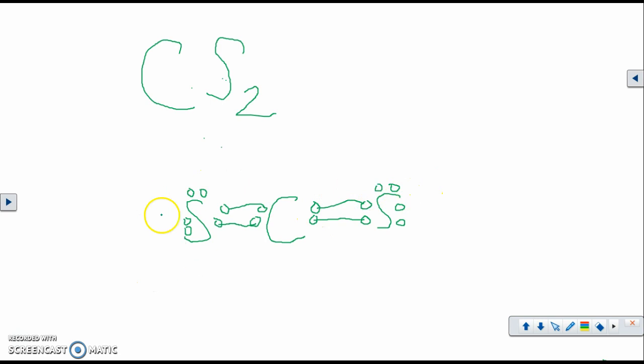So now let's count the sulfur. Now this sulfur still has the 6 valence electrons, but now it's bonded with 2 other electrons. So therefore, guess how many it has? 8. That's the same with this. And guess what happened to carbon? Carbon now has 1, 2, 3, 4, 5, 6, 7, 8 as well. So now all of them have fulfilled the octet rule. So this is the actual structure of carbon disulfide in Lewis structure.